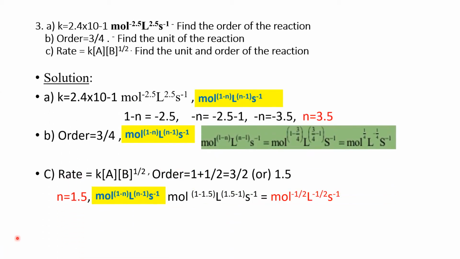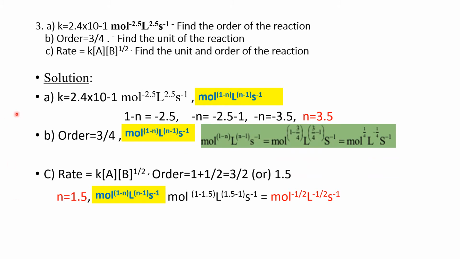The trick is, a general formula is available for the order of the reaction. What is the general formula for the unit of the order of the reaction? This is the general formula: mole^(1-n) liter^(n-1) second inverse. If you know this formula, you can find the order and the unit, whatever may be the reaction.